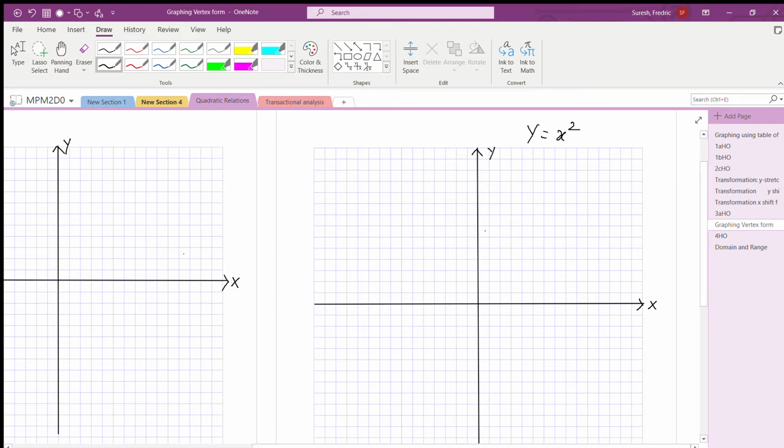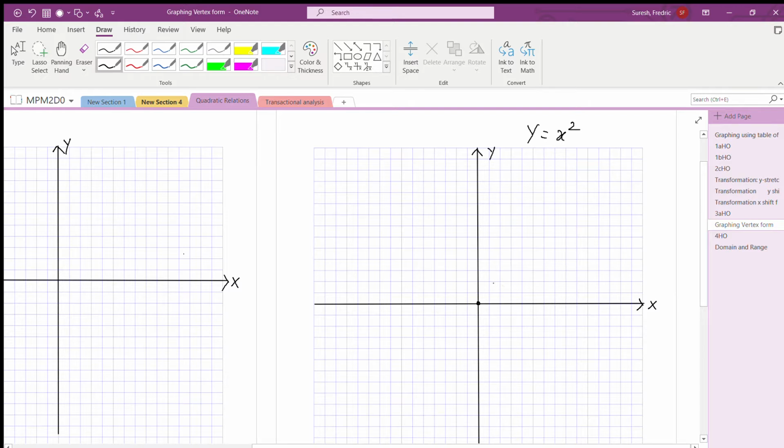Hey guys, in this video we are going to talk about how to plot a vertex form and how to plot it in a quick fashion as well. And we will summarize all the features of the parabola after that. Before we do that, let's get into plotting the base graph. The base graph, we know, is y equals x squared.